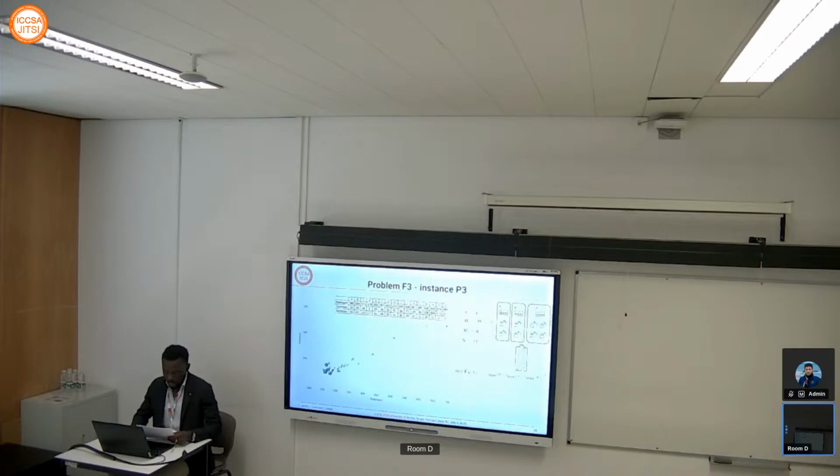These are the results of problem F3 for the instance P3. The Pareto optimal front has 16 non-dominated solutions. Solutions A, D, and P are the solutions with extreme values of the objectives. For this instance, solution D has tardiness equal to zero. The earliness of solution P is 0.2.